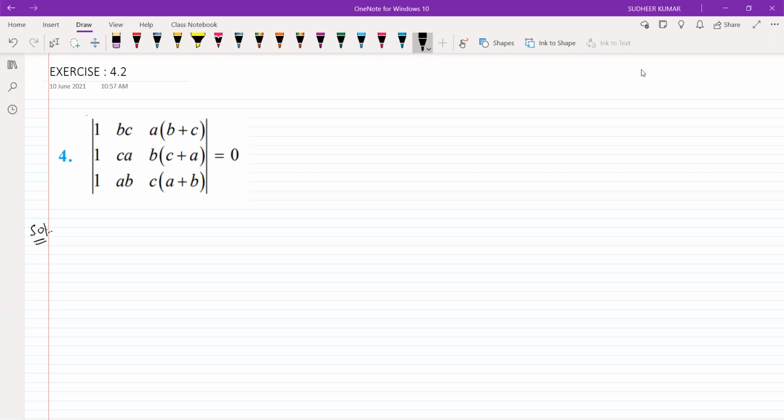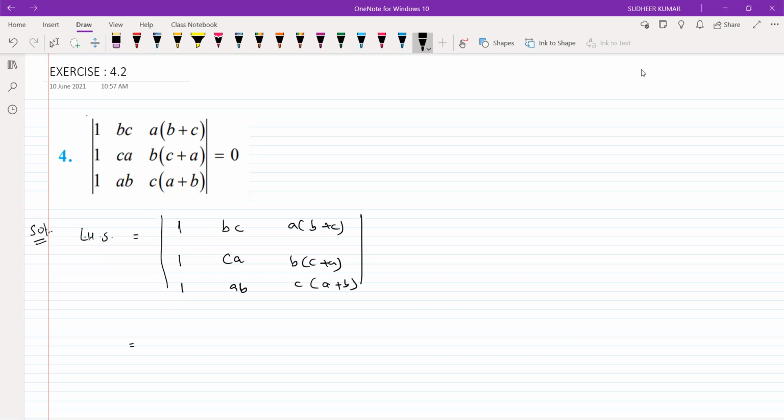First, write this determinant. Let us take LHS. Determinant of 1, BC, AB plus AC, and the next row 1, CA, BC plus CA. Actually, while writing, taking LHS, you need to write one more step. This is in the question itself. It is there, so I did not write. So A into B plus C, and the next one is B into C plus A, and the third one is 1, ABC into A plus B.